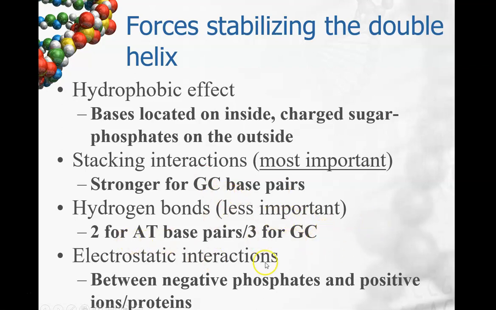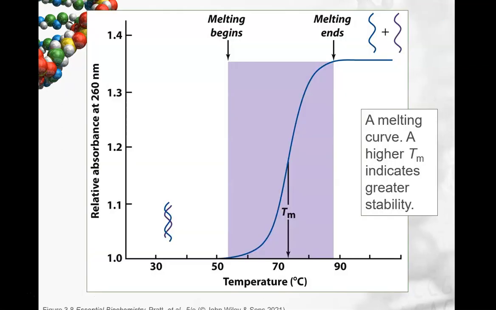We do know that there are 2 for AT and 3 for GC. This is often given as the important stabilizing force. But if you separated the helix, those hydrogen bonds could just as easily form with water, so they're less important. It's the stacking interactions that are most important. And there are electrostatic interactions that are important too, between negatively charged phosphates and positively charged ions or proteins that have positively charged domains.